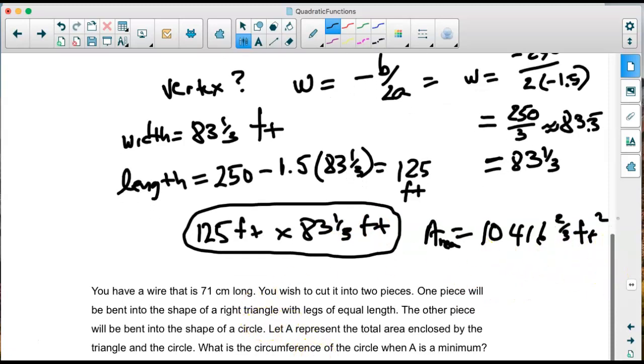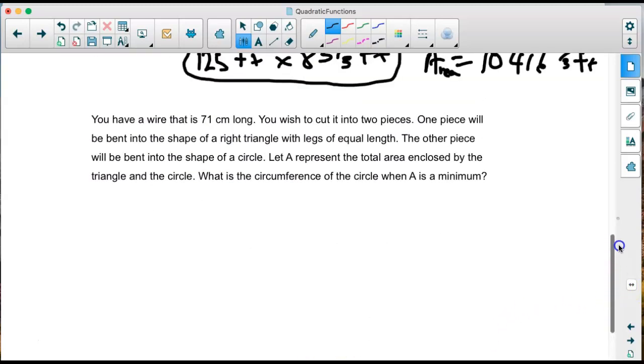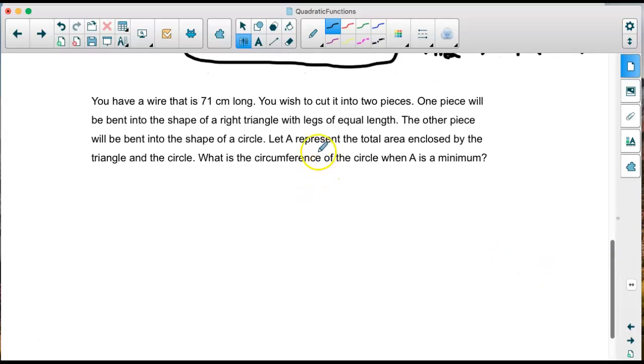Here's a second example of something we might run across. It is also an area problem. Let A represent the total area. So we're multiplying two dimensions, and that's usually going to be a quadratic. All right, so we have a wire that's 71 centimeters long. We're going to cut it into two pieces. So let's say this piece is x, and this one is 71 minus x. One piece will be bent into the shape of a right triangle with legs of equal length, the other into a circle.